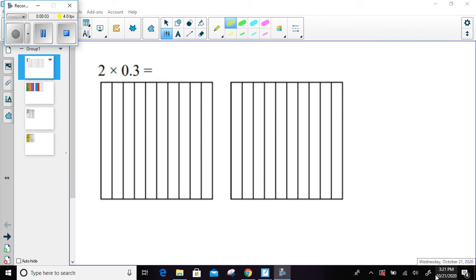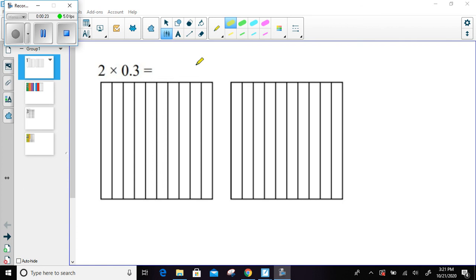Hello at-home students. Today we are learning about how to use decimal models to multiply a decimal times a whole number. So you can see the problem on the screen wants us to multiply 2, which is of course the whole number, times 3/10, which of course is a decimal.